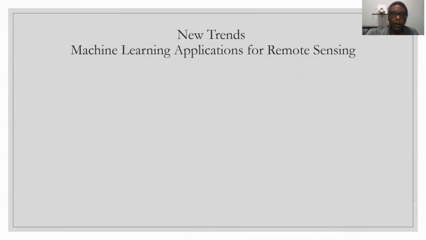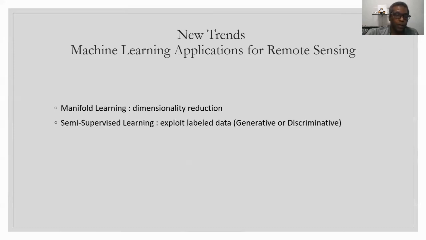Now, talking about new trends in machine learning applications, we have some examples like manifold learning for dimensionality reduction, and more applications: semi-supervised learning to exploit unlabeled data. We also have transfer learning, active learning, and structured learning.